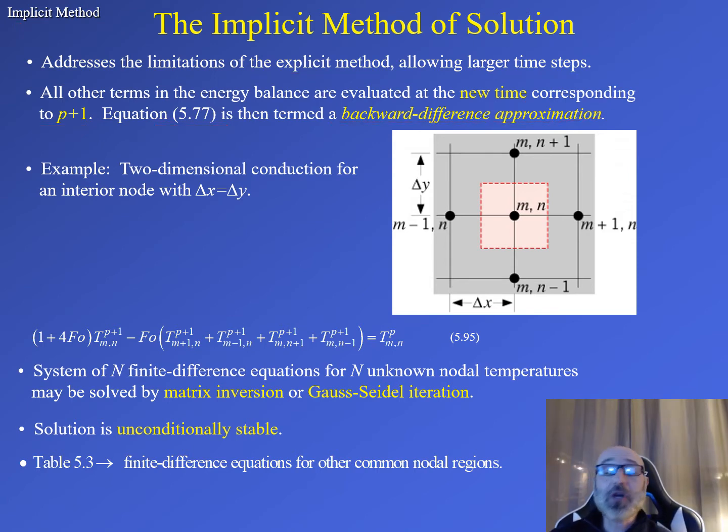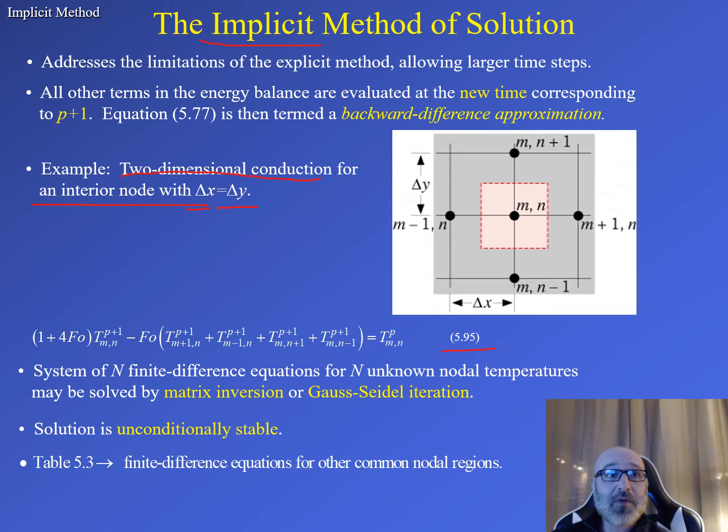So now let's take a look at an example here. We'll look at that same type of example where we have two-dimensional conduction for an interior node with that same delta x equal to delta y. So the same thing we looked at for our explicit method, but now we're going to take a look at it for our implicit method solution right here. So now what we have is this general equation that we can see from our textbook, which is equation 5.95 right here.